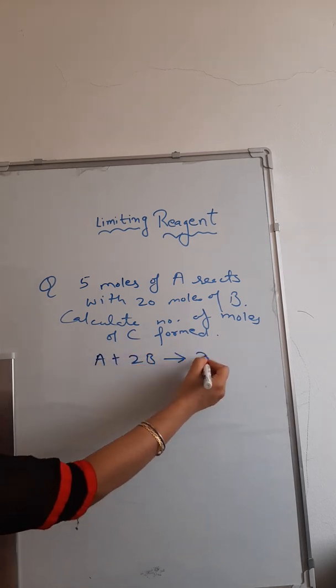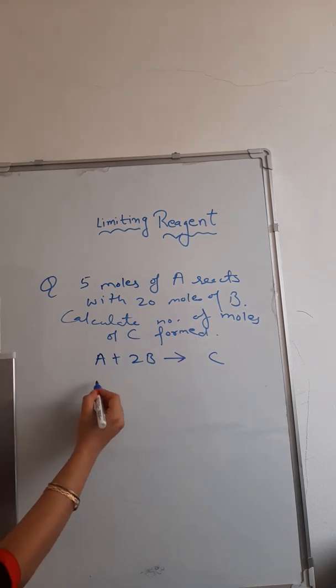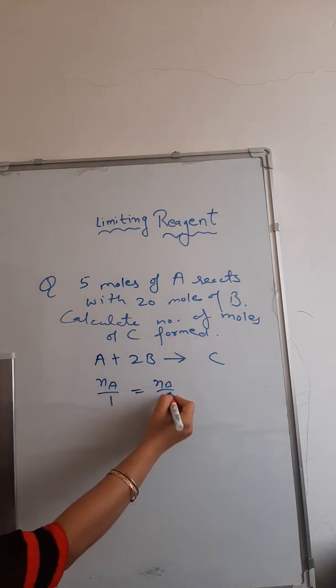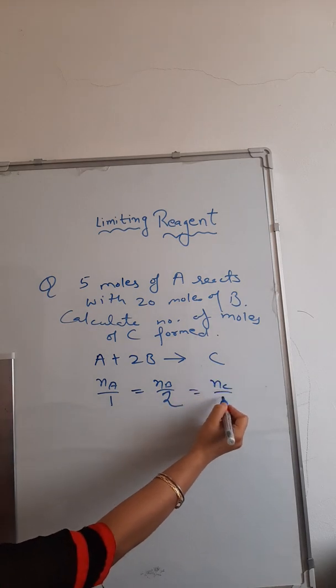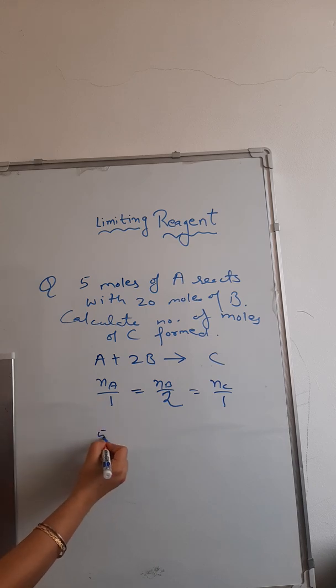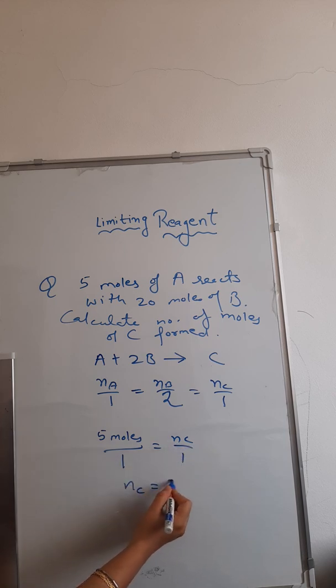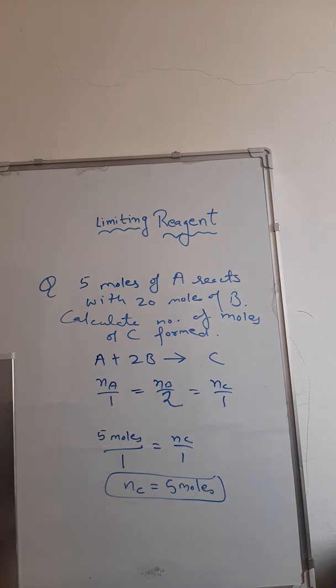A plus 2B gives 3C, sorry, A plus 2B gives C. So how will we do the mole to mole analysis? Na upon 1, because the moles of A are known, Na upon 1 is equal to Nb upon 2, and for C it will be Nc upon 1. We have already found Na, that is 5 moles upon 1 equals Nc upon 1. So how much is Nc? 5 moles. So this is the answer: the number of moles of C is equal to 5 moles. We calculated it using the moles of A, by using the tricks of limiting reagent.